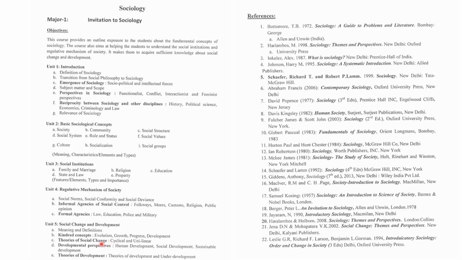the difference between evolution, growth, progress, development, and then theories of social change, cyclical, unilinear, and developmental perspectives, human development, social development, sustainable development, and at last theories of development and underdevelopment. And here is the list of books which you can refer to, to increase your knowledge and go in depth into the concepts. So this was about sociology.